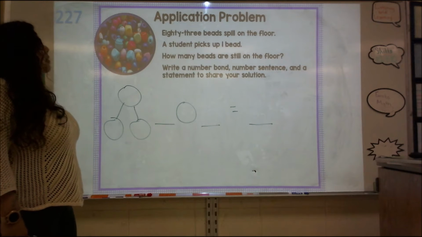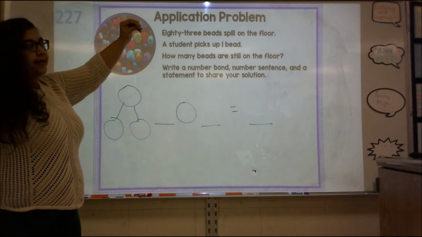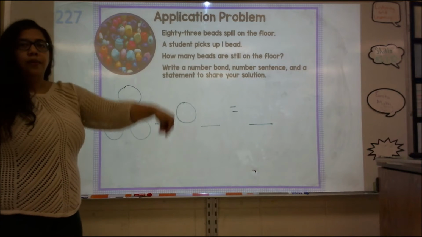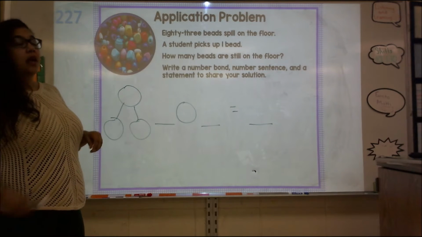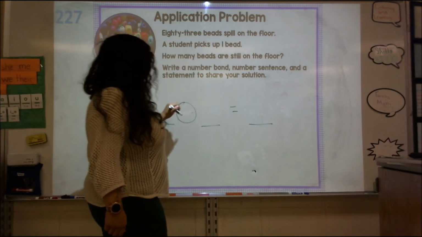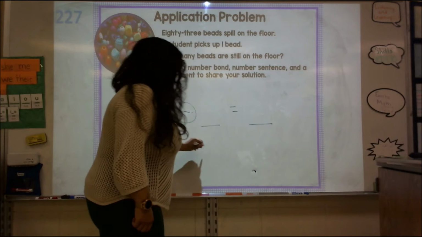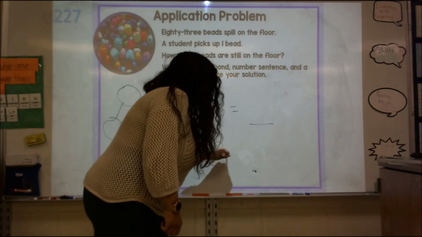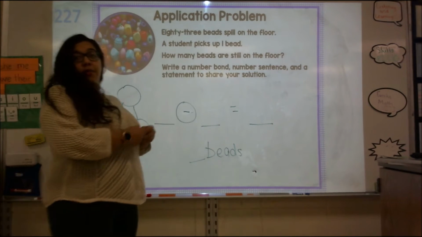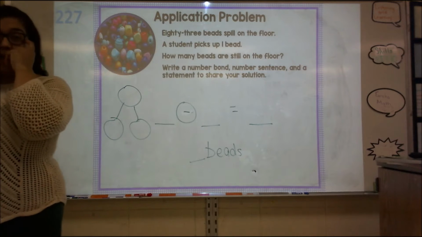So 83 beads spill on the floor. A student picks up 1 bead. Okay, so did we add more beads to the floor or did we remove some from the setting? We removed some, so we are subtracting. So something, I'll put that subtraction sign. So something minus something equals something, and we're talking about beads. Okay, so that's me helping you get set up. So now you work through the problem, and then we'll come back together in a moment and solve it together.